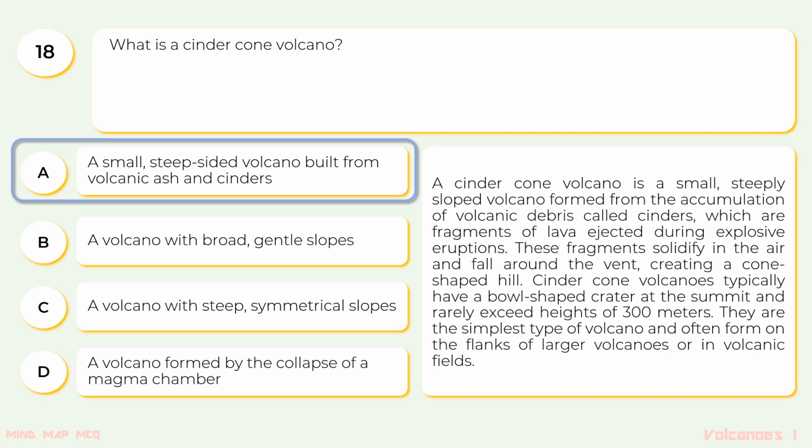A cinder cone volcano is a small steeply sloped volcano formed from the accumulation of volcanic debris called cinders, which are fragments of lava ejected during explosive eruptions. These fragments solidify in the air and fall around the vent, creating a cone-shaped hill. Cinder cone volcanoes typically have a bowl-shaped crater at the summit and rarely exceed heights of 300 meters. They are the simplest type of volcano and often form on the flanks of larger volcanoes or in volcanic fields.